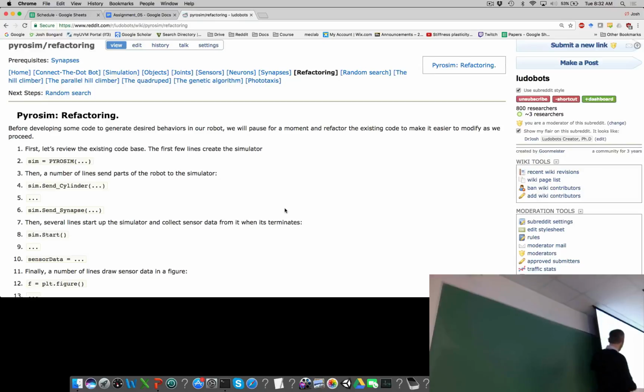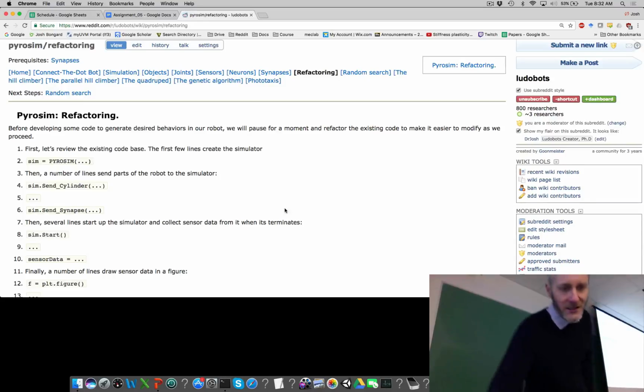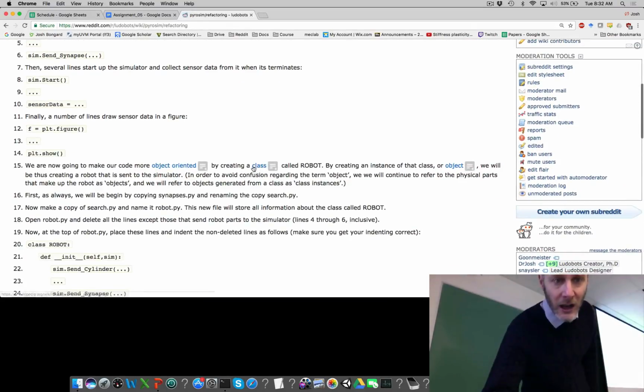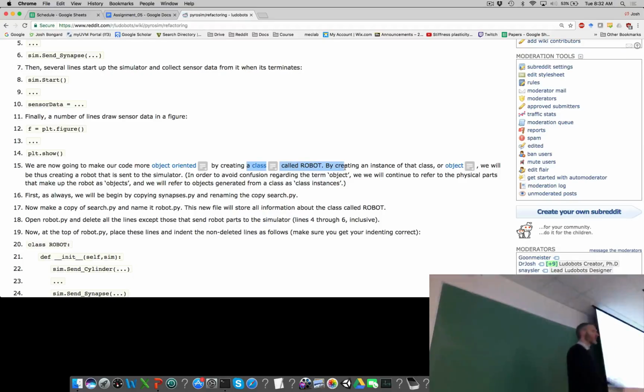So you've now built all of the pieces to make your robot. You create your simulation, you send all the objects, you send all the joints, you send all the sensors, you send all the neurons, and finally you send all the synapses. So we're going to take all of the material that makes up the robot and compartmentalize it into a class called robot. So who has experience with object-oriented programming? Some people, maybe not everybody.